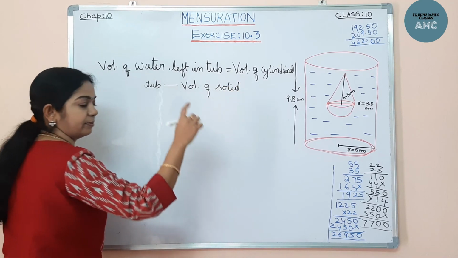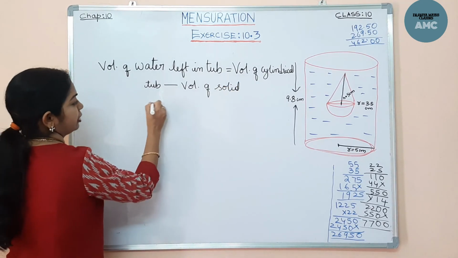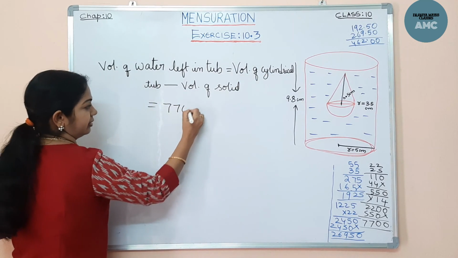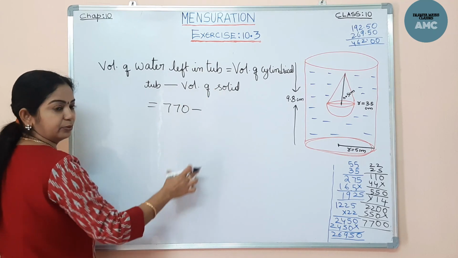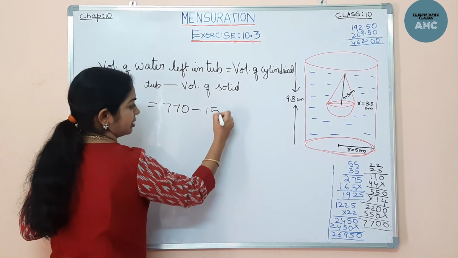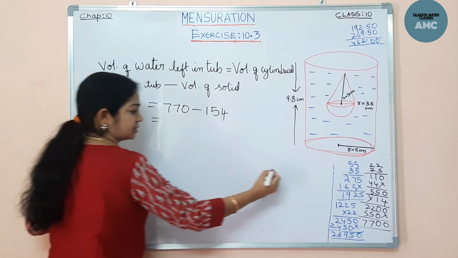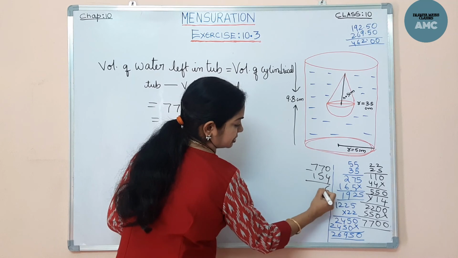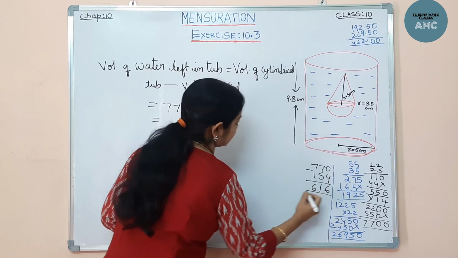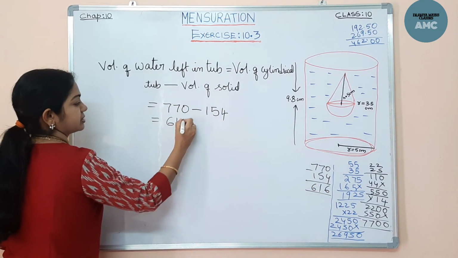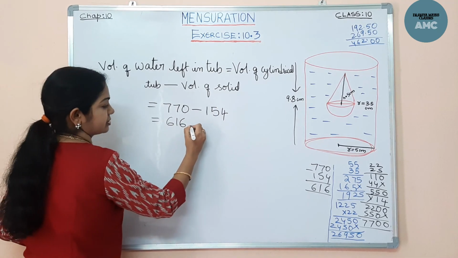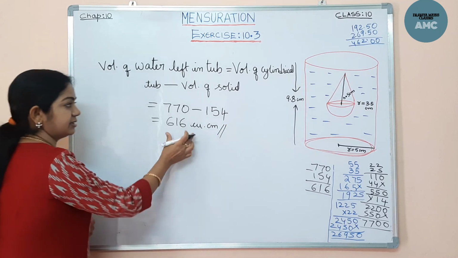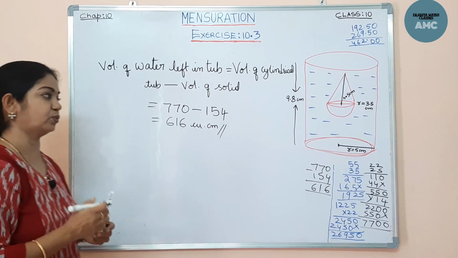Here the solid is a combination of a cone and a hemisphere. Now we got the volume of the cylindrical tub as 770 minus the volume of the solid, both combined, we got it as 154. We subtract it. So 770 minus 154. So 6 here, 1 here, 6 here, 616. So 616 here, all in cubic centimeters. This is the volume of the water left over in the tub.